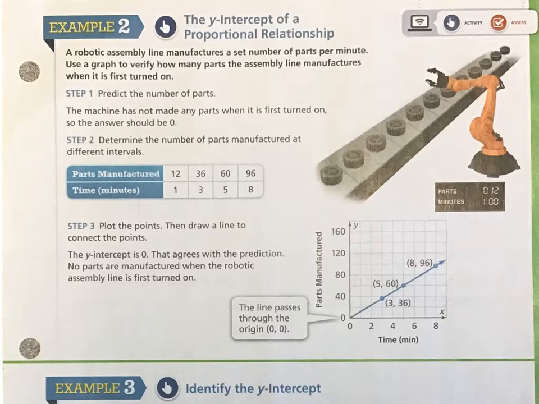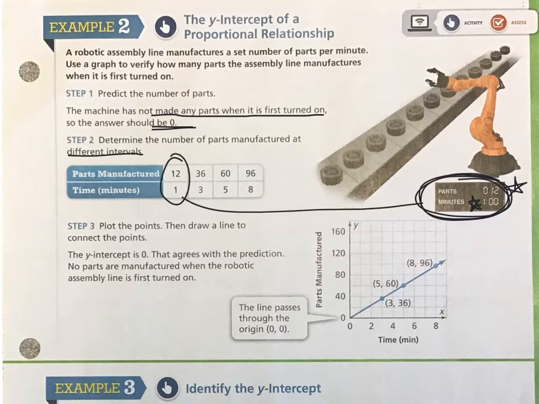Step 1 says to predict the number of parts. The machine has not made any parts when it is first turned on, so the answer should be 0. Determine the number of parts manufactured at different intervals. Okay, so this is where I'm going to use this piece of information over here in the picture, which tells us at 1 minute, the machine has made 12 parts.